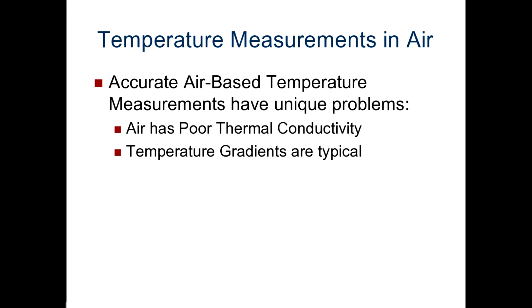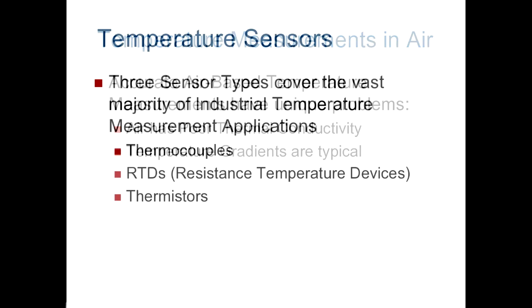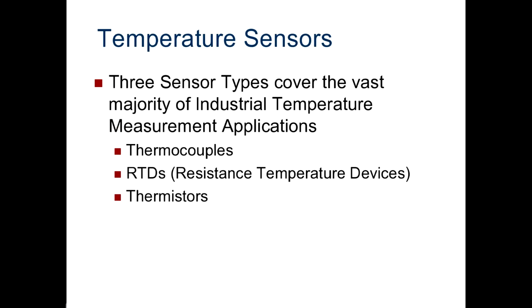Air is a very poor thermal conductor, and it does not hold its temperature particularly well. So temperature gradients are very typical when we're trying to make an accurate temperature measurement in air. For industrial temperature measurements, there are 3 temperature sensors that cover the vast majority of temperature measurements today.